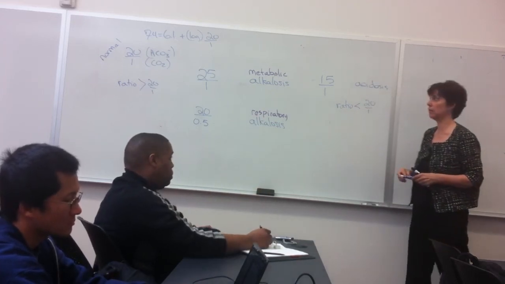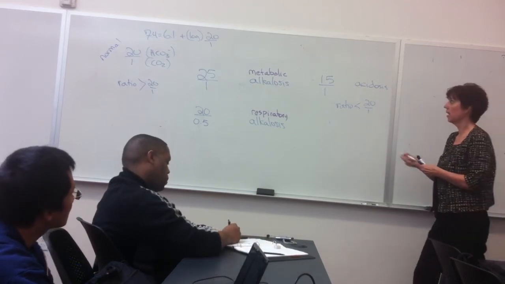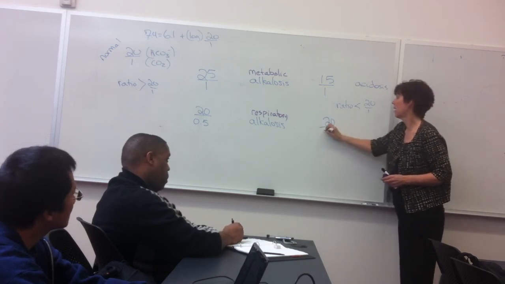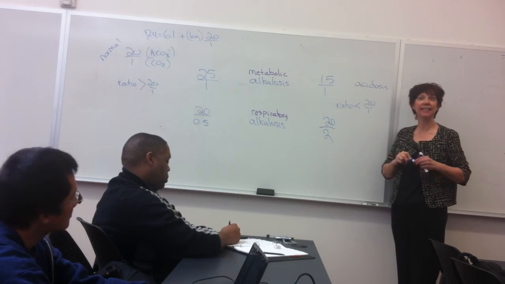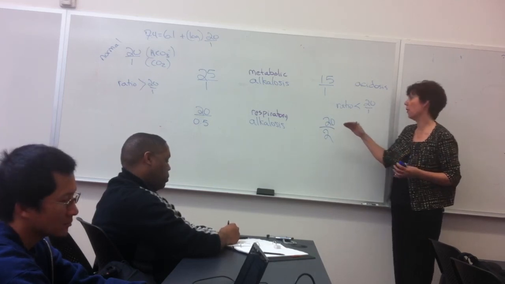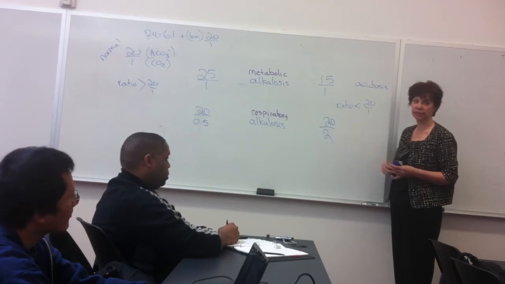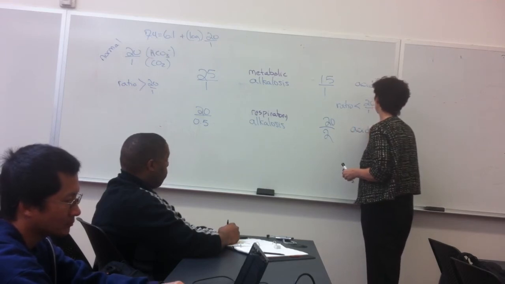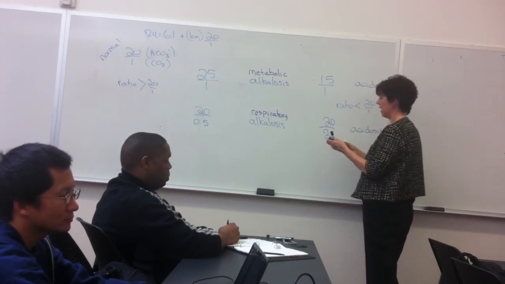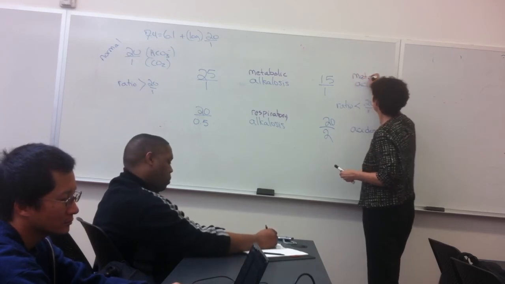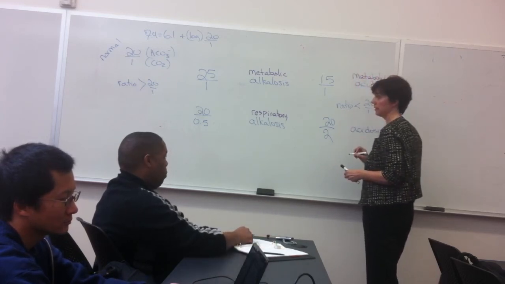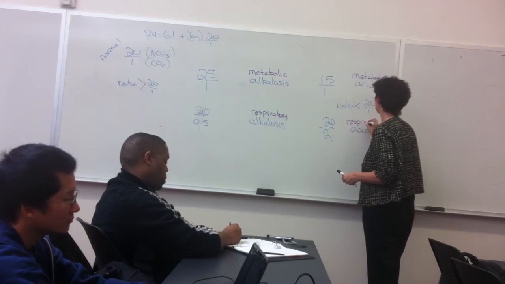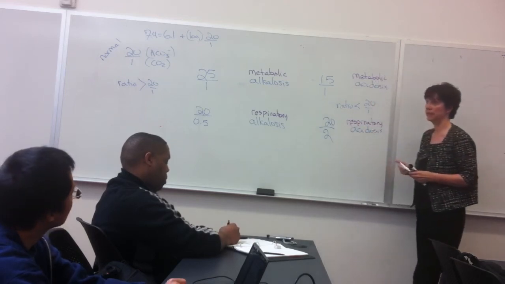What would respiratory acidosis look like? I'd have my normal amount of bicarbs over 1. Too many carbon dioxide molecules. So I don't have enough bicarbs to buffer the hydrogen. So this would be acidosis. Again, this would be metabolic acidosis, and this would be respiratory acidosis.